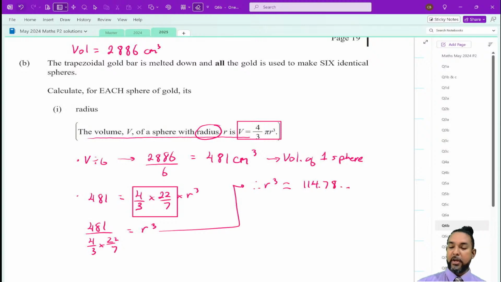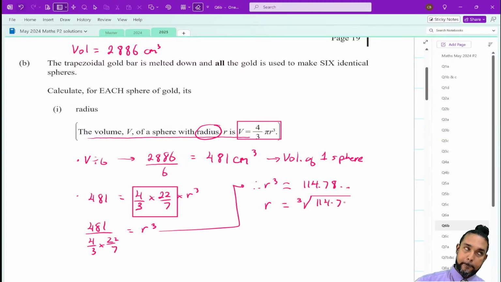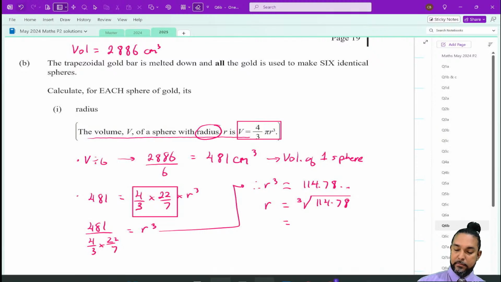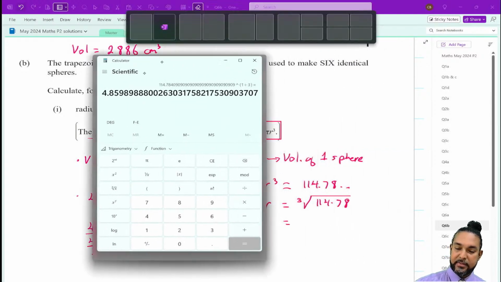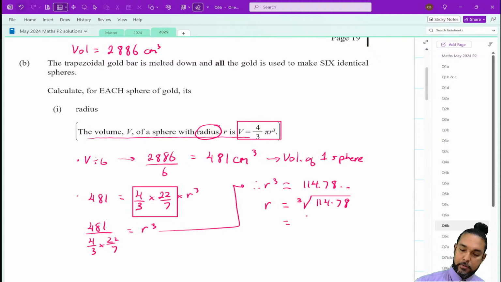114.78 dot dot dot. Now, if that's r cubed, how do we find r? How do we undo a cube? We have to find the cube root. So you find the cube root of that. We have about 4.86 centimeters, and this of course is correct to 3 significant figures.